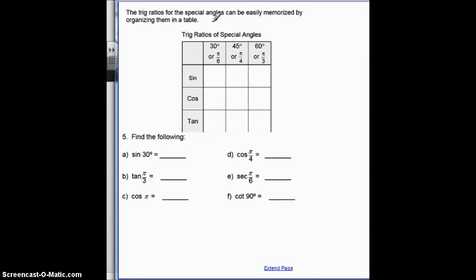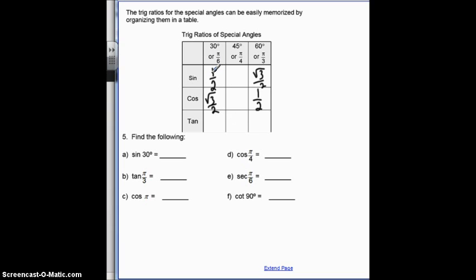Okay, so the trig ratios for the special angles can be easily memorized by organizing them in a table. All right, so one of the things that we just talked about was the cofunctions, right? So if we know that sine of 30 degrees is 1 over 2, then we know that cosine of 60, its complement, is also going to be 1 over 2. Similarly, if we know that the cosine of 30 degrees is square root of 3 over 2, then we know that the sine of 60 degrees is also square root of 3 over 2.